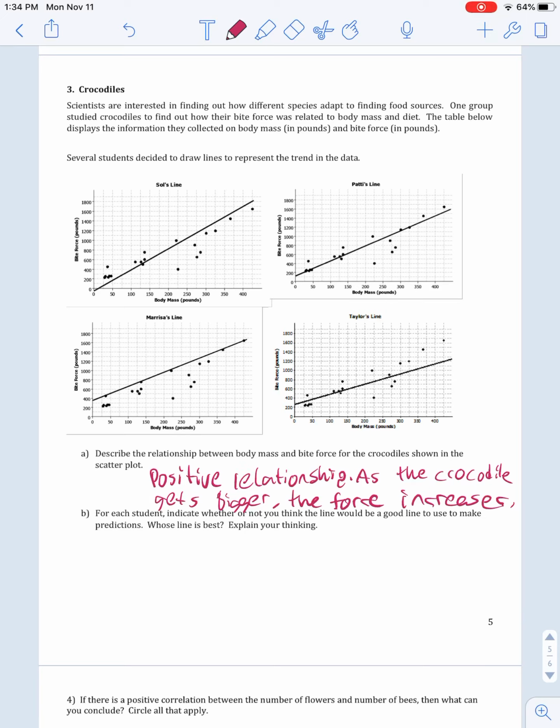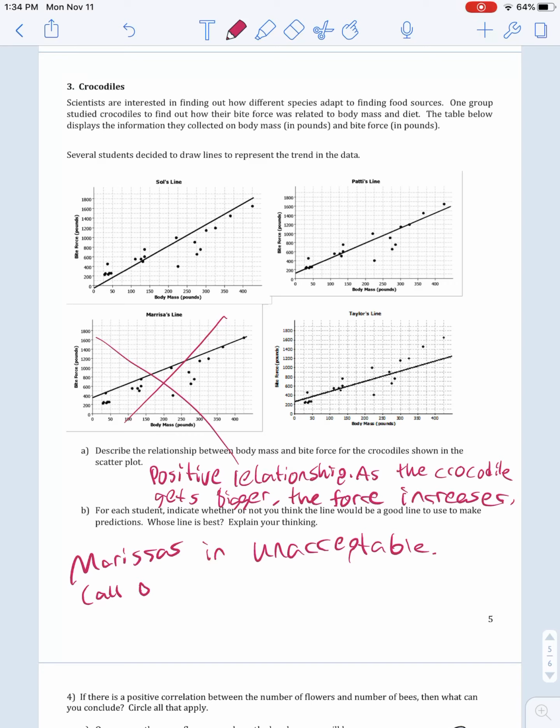Then they said, for each student, indicate whether or not you think the line of best fit would be good to use. Here's how we judge a line of best fit. We want to see about half the points below and about half the points above the line. Marissa's is unacceptable because all points are below the line. That's not something that we want to have.